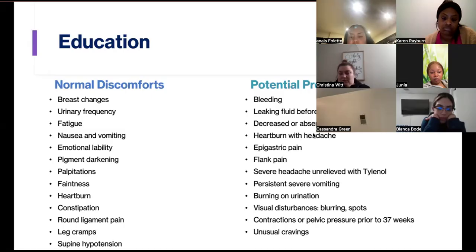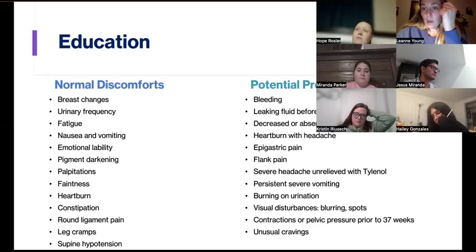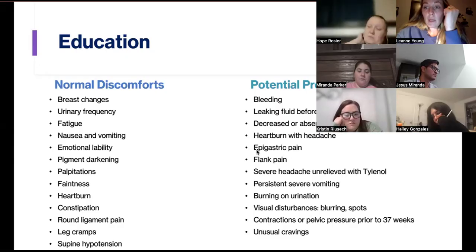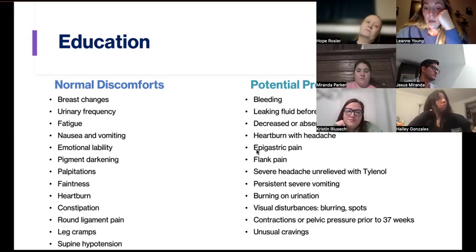Heartburn with a headache, epigastric pain, and the severe headache unrelieved with Tylenol. These three things here, we are concerned about preeclampsia. So we want to talk to the mom about that. We don't want her to have these things. Flank pain can sometimes indicate preterm labor. Sometimes women will just have flank pain and flank contractions whenever they are going into preterm labor.